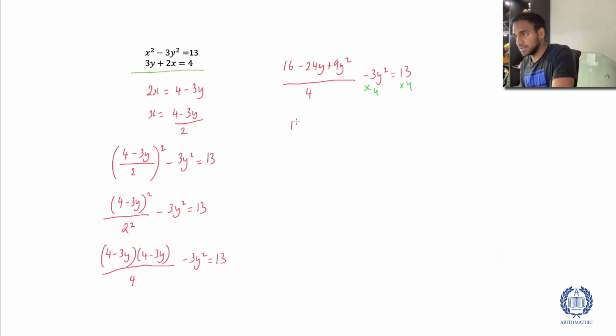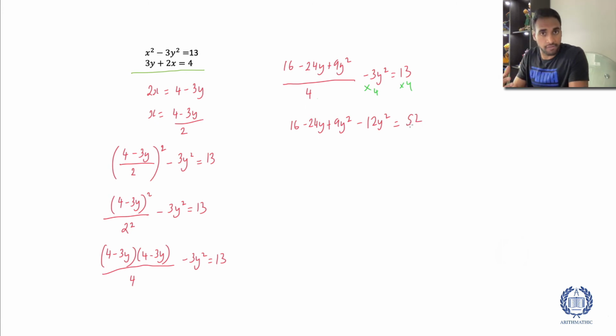So 16 minus 24y plus 9y squared stays the same. This 4 gets multiplied by minus 3y squared, which becomes minus 12y squared. And then this 4 gets multiplied by 13, which becomes 52. That is how you get rid of a fraction. So if I want to get rid of a 4, I multiply 4 by every single other term there. And that's it. Can you see? No fractions here. All we're going to do now is simplify.